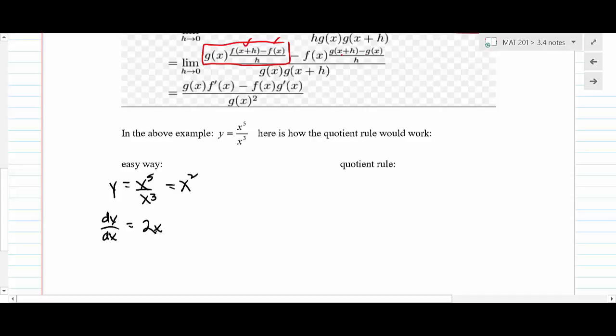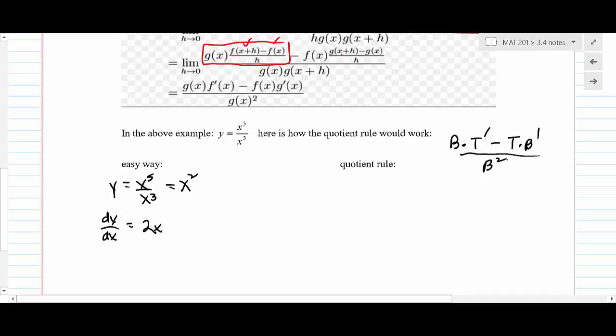2x, right? Power rule, 2x, okay? Now let's go ahead and do this with the quotient rule. All right, now the quotient rule, the way that you'll see me write this is don't write it like this. Just learn it in words. It's just bottom times derivative of top minus top times derivative of bottom over bottom squared. That's the best way to learn it to me.